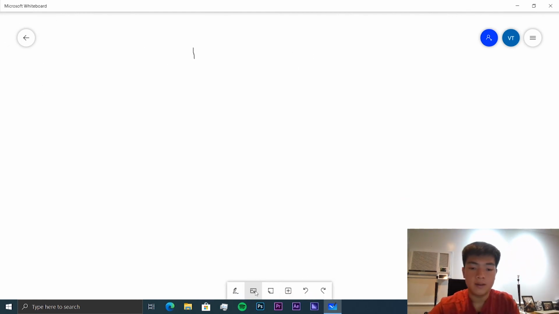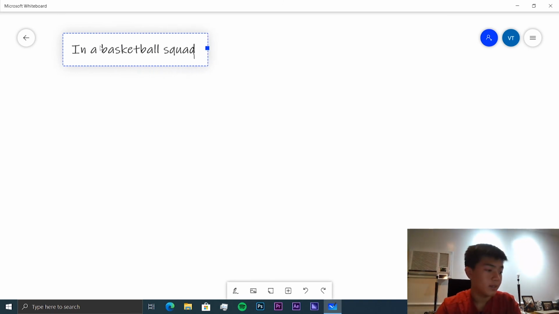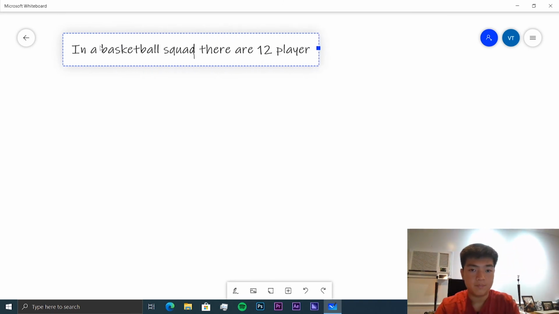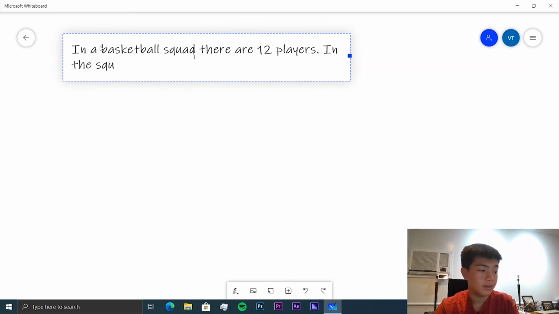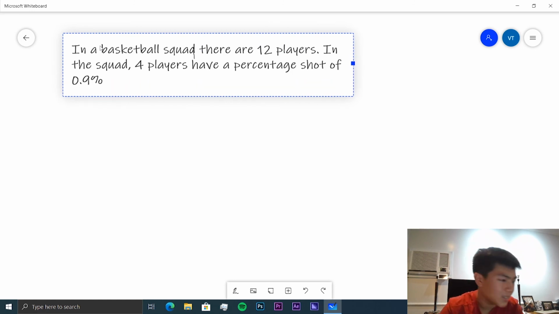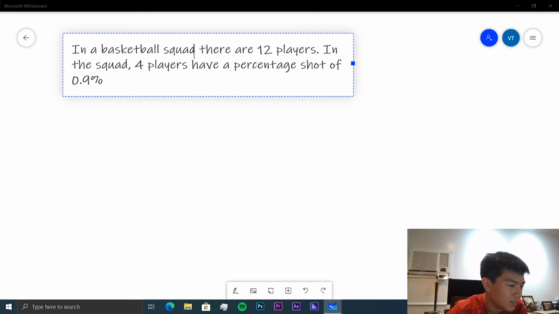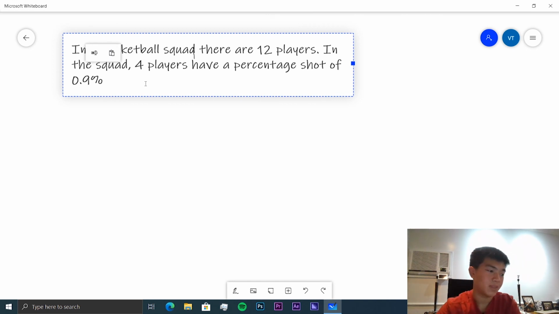Okay, on to the final question. And the final question is, in a basketball squad, there are 12 players. In the squad, 4 players have a percentage shot of 0.9%. What? Like 0.9 of a percent? That doesn't sound right. But okay, cool.